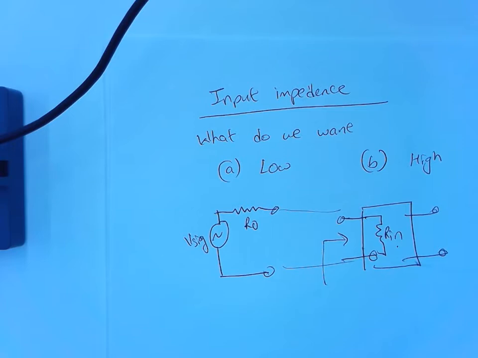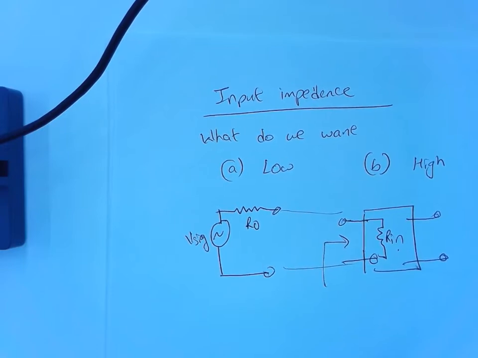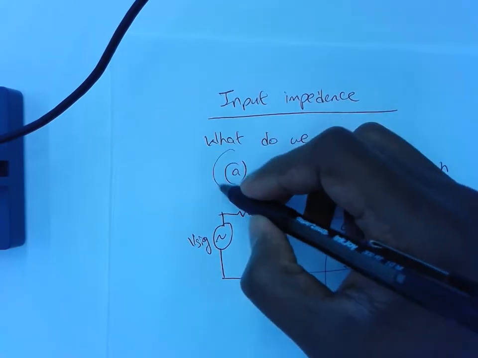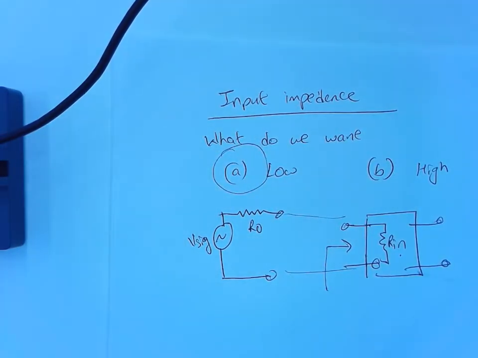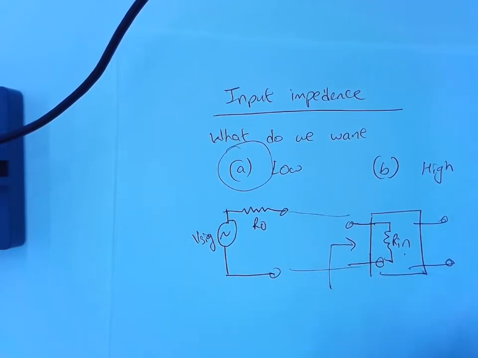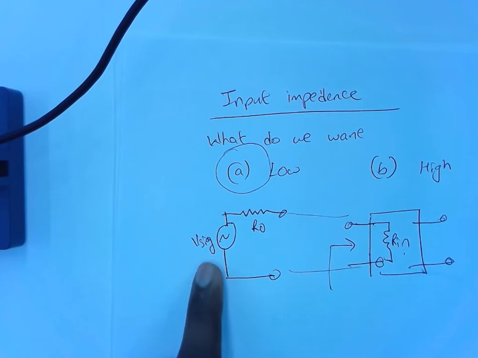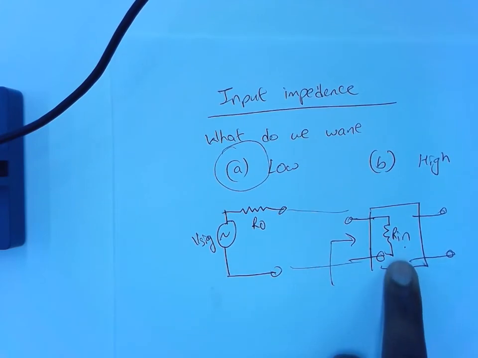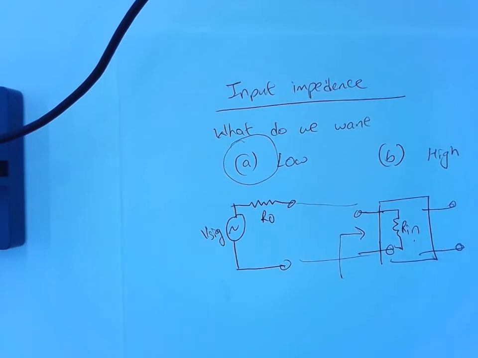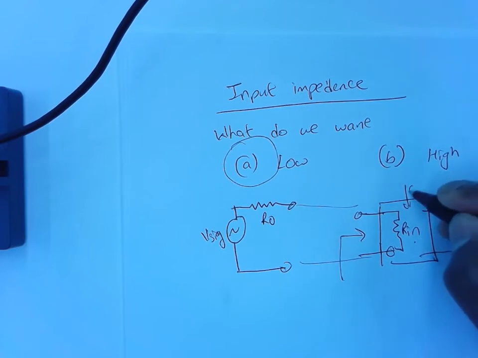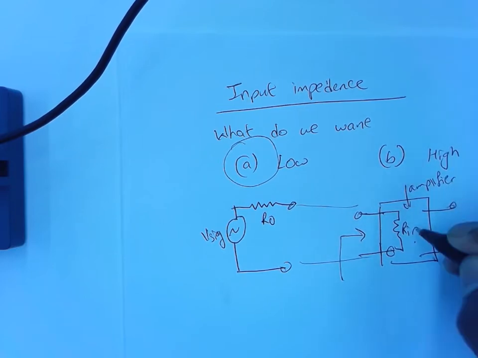Okay, answers. High or low? How many say high? How many say low? Everybody. Okay. So you guys are saying low is the correct answer. Okay, why? So you're saying Rin should be low, right? Why? This is a voltage source, and this is an amplifier, a voltage amplifier. We're talking about the Rin inside the amplifier, and whether this should be high or low.